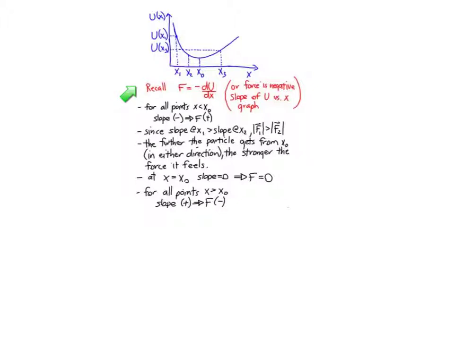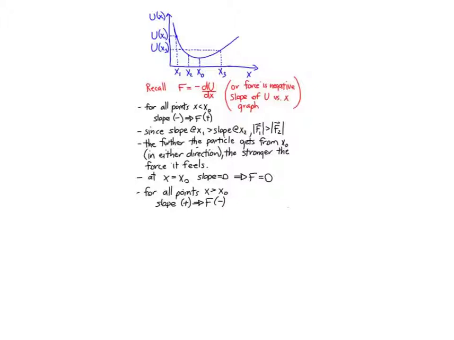If one recalls that the force is equal to minus dU/dx, or the force is the negative slope of the U versus x graph, then if you notice all the positions left of the equilibrium, the slope is negative, which means that the force is positive. And since the slope at x1 is steeper than the slope at x2, then the strength of the force at x1 is greater than x2. The further the particle gets from the equilibrium position in either direction, the stronger the force that it feels in this graph, because the slope is getting steeper.